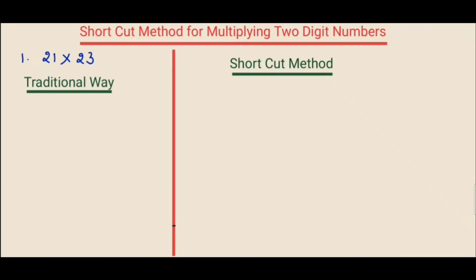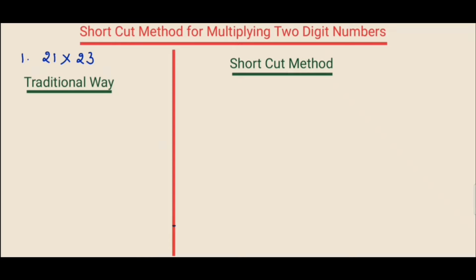In this video, I am going to discuss a shortcut method for multiplication of two-digit numbers. By using this method, you will be able to do multiplication within a fraction of a second. Let me take this example, 21 multiplied by 23.